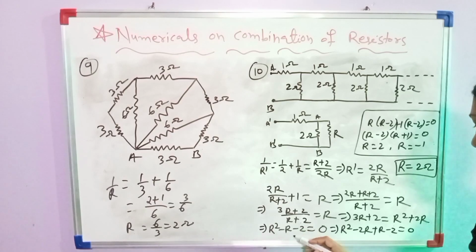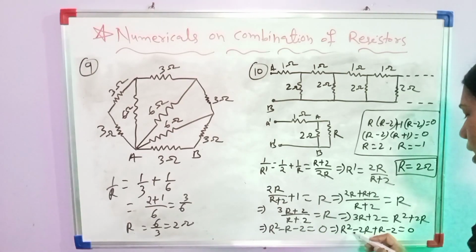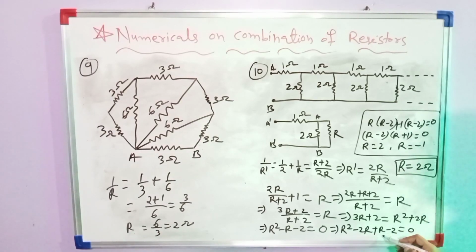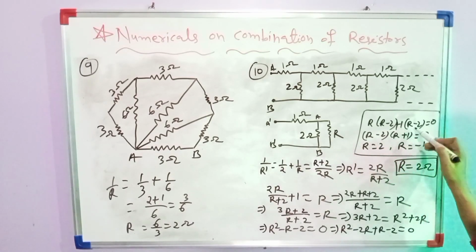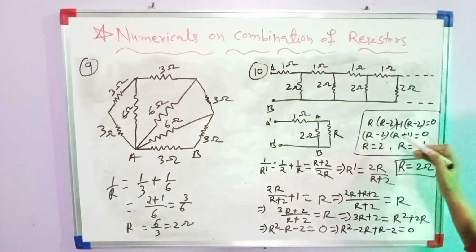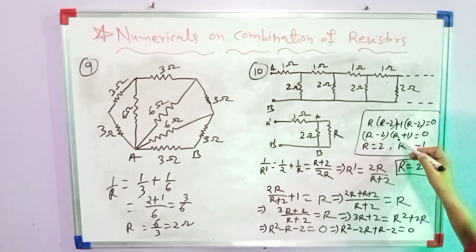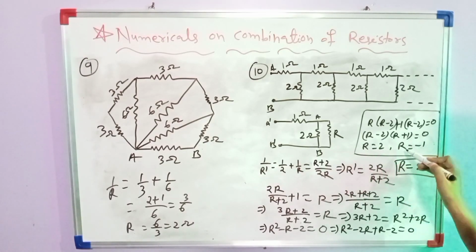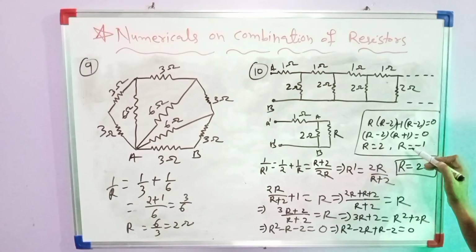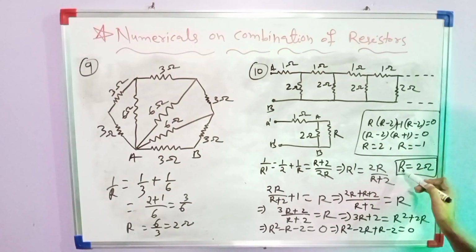So R square minus R minus 2 equals 0, which implies R square minus 2R plus R minus 2 equals 0, which implies R into R minus 2 plus 1 into R minus 2 equals 0. So R minus 2 into R plus 1 equals 0. So R equals 2 and R equals minus 1. We cannot take R equals minus 1. So R equals 2 ohm. Thank you.